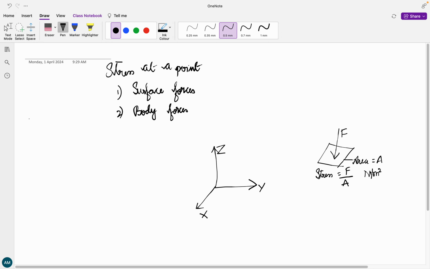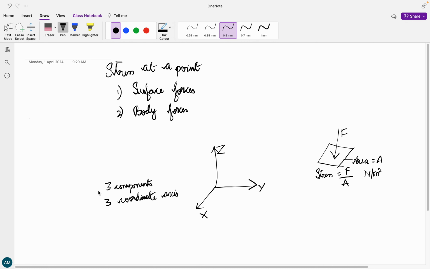So the units are going to be Newton per meter square, or Newton per mm square, or kilonewton per meter square. Okay. The stress components are going to be a function of both the position of the point in the body and the orientation of the plane passed through that particular point. So we talk about the point in the body as well as the orientation with respect to which the plane is going to be there. Each stress component can be resolved into three components along three coordinate axes.